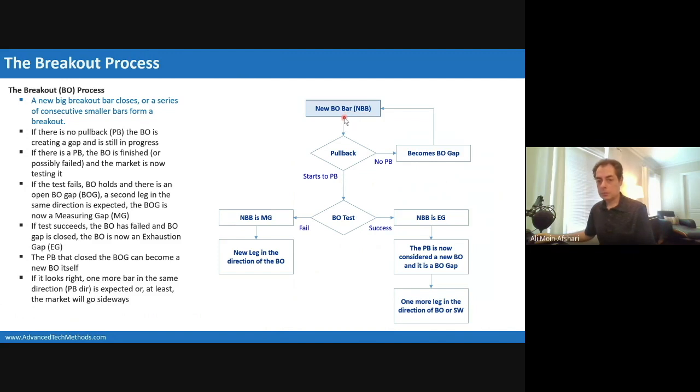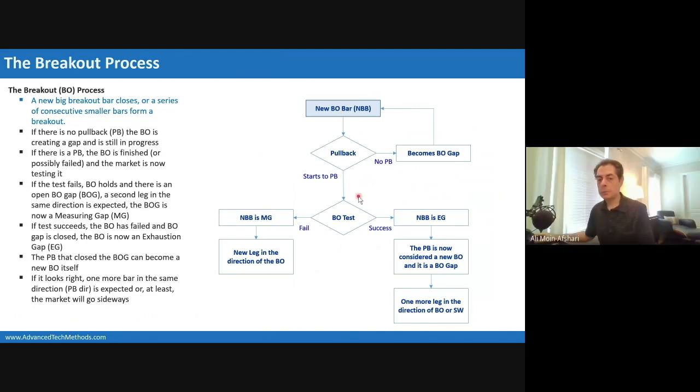And then the next bar forms. Your immediate decision is: is it pulling back or not? Okay. So if it is not pulling back, it becomes a breakout gap. And then you wait for the next bar. So this loop constantly continues as long as the breakout is progressing, because you're getting new bars and the new bar is not pulling back. It's just going higher and higher.